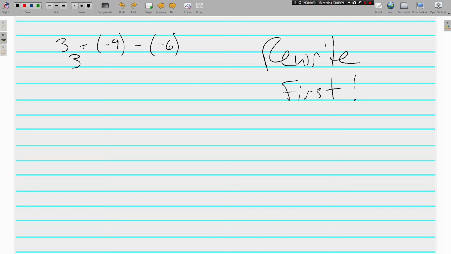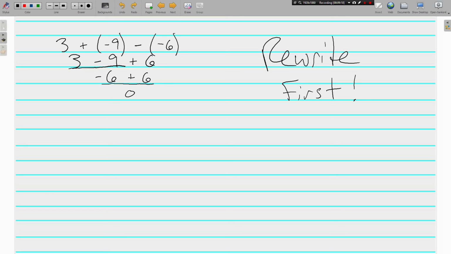We've got our 3, and then we have plus negative 9. We know that adding a negative is the same thing as subtracting. And then here we have subtracting a negative, which is the same thing as adding. So I haven't done any combining yet. All I've done is rewrite my expression in OSC form. I think it's easier. Now I'm ready to combine. 3 minus 9 is going to be a negative 6. And then negative 6 plus 6 comes out to be 0.